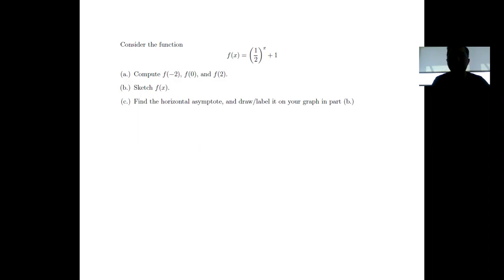Consider the function f of x equals (1/2)^x plus 1. Part A, compute f of -2, f of 0, and f of 2. Part B, sketch the function f of x. Part C, find the horizontal asymptote and draw or label it on your graph in Part B.